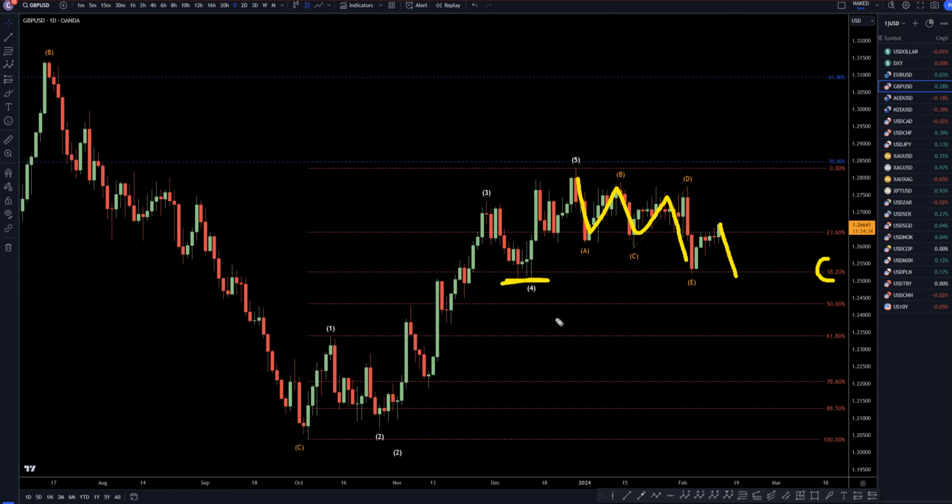I still would like to see it take out the low of wave four, but we really can't ignore the fact that this looks like a five-wave correction. We got a Fibonacci bounce. We definitely got an impulsive move to the upside.